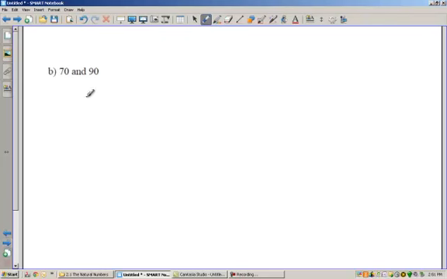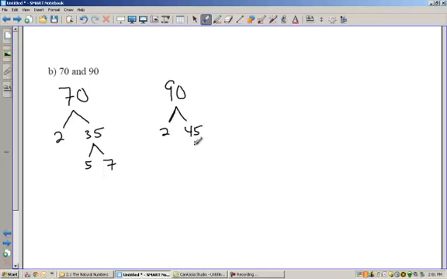The next one, 70 and 90. So again, we do these little factorization trees, and they'll help us find the greatest common divisor. When I do this one, I think, okay, I can do 2s, I guess. So 2 times 35. This is 5 times 7. So that's the factorization tree of 70. For 90, I can start with 2s again. So 2 times 45. 5 times 9 is 45, and 9 is 3 times 3.